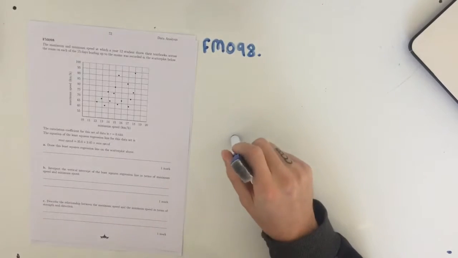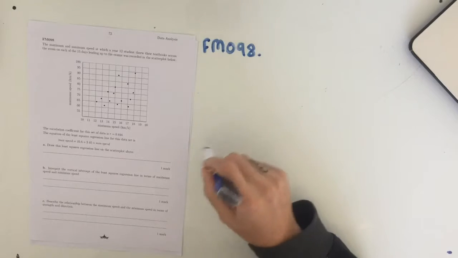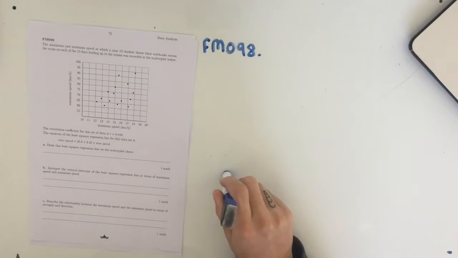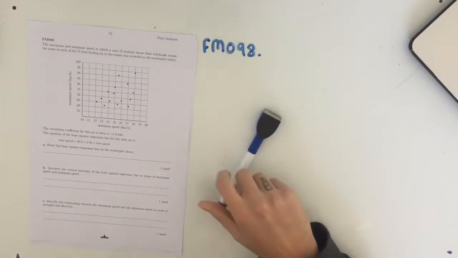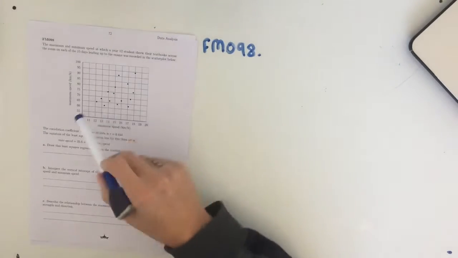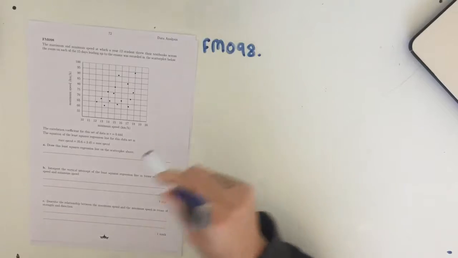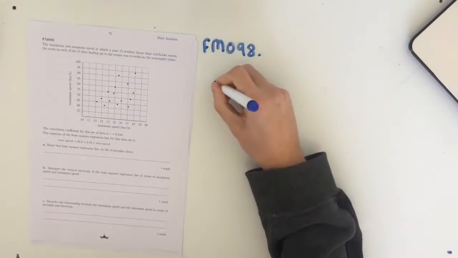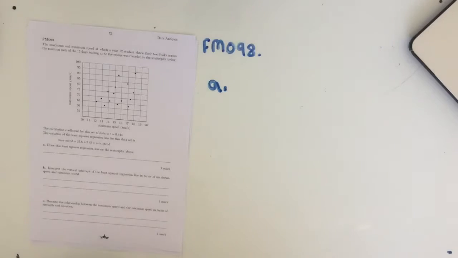And the equation of the least squares regression line for this data is max speed equals 35.6 plus 2.45 times the minimum speed. Now that regression line isn't actually in that scatter plot, which explains why the first question, A, says draw this least squares regression line on the scatter plot above.